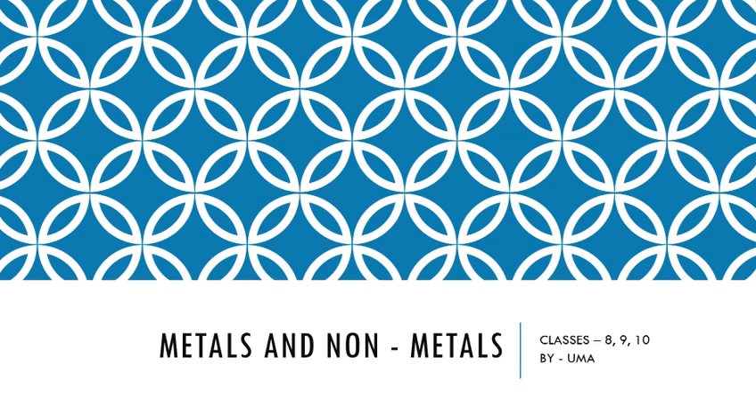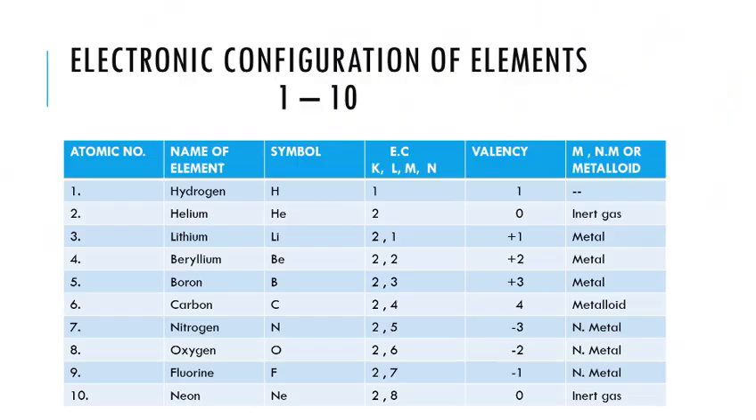In this topic, we'll study how you can find out which element is a metal and which element is a non-metal based upon the electronic configuration. So, let's start. Let us start with the topic.